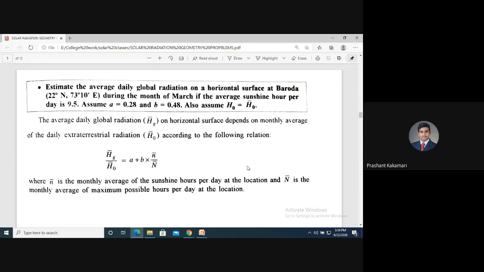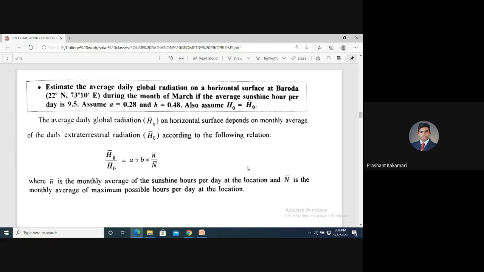So in this given question, they're asking to estimate the average daily global radiation on a horizontal surface at Baroda, 22° north, that is the latitude angle, 73° 10 minutes east, that is the longitudinal angle. During the month of March, if the average sunshine hours per day is 9.5, assume constant A 0.28 and B 0.48. Also assume H naught itself as H naught bar.